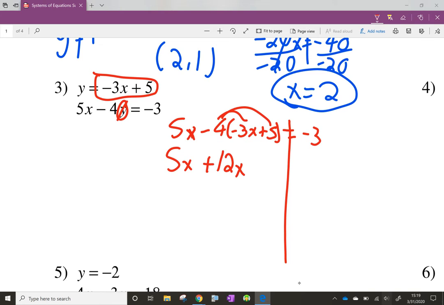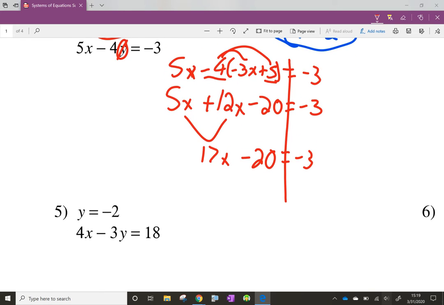We still have to distribute more. We have the negative 4 times a positive 5, which will make a negative 20, so that will be a minus 20. All right, so that's distributing. So you gotta be careful with the negatives from time to time. And just as always, we have two x terms that we can put together. Remember, not opposites, just putting them together. Negative 5 plus 12 is 7, so it's 7x. Minus 20 equals negative 3. Simple math here, just add the 20 to cancel it out. We end up with 7x equal to negative 3 plus 20, which is 17.